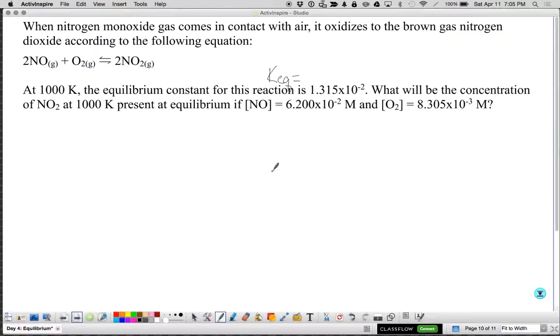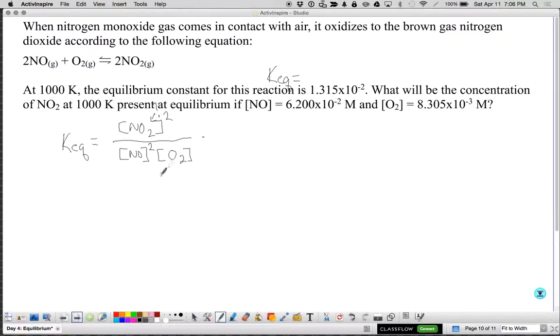Okay, so we're going to start out by writing our equilibrium expression, and we put our products on top. And this time the coefficient is 2, so we're going to square that over concentration of our reactants, so concentration of NO squared, because that's to the 2, times concentration of O2. Alright, now, what am I trying to find here? Well, I'm trying to find concentration of NO2.